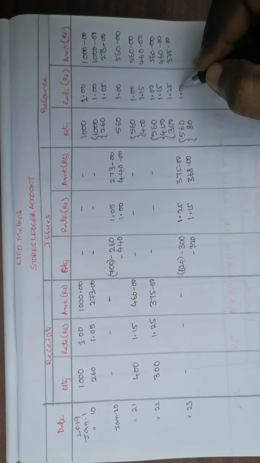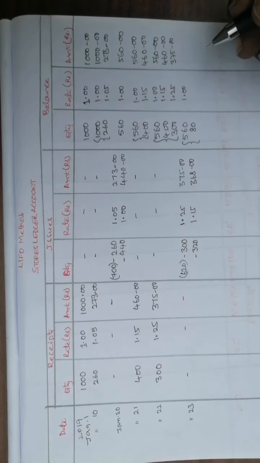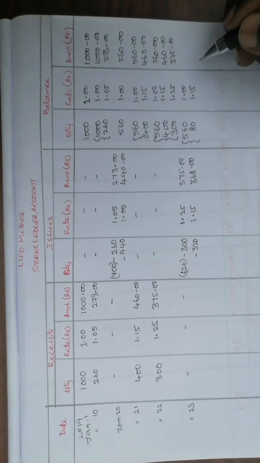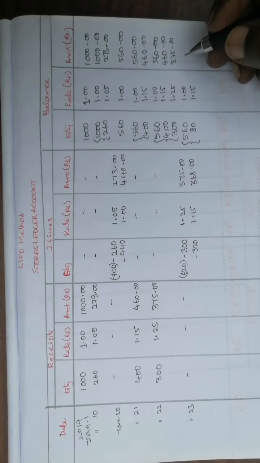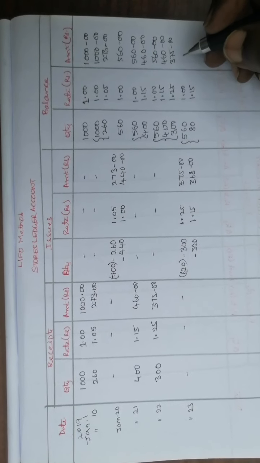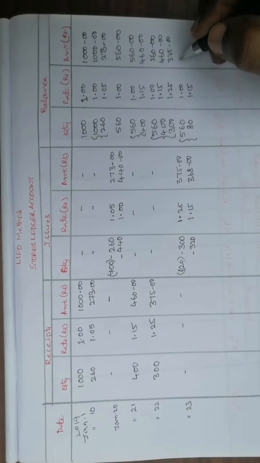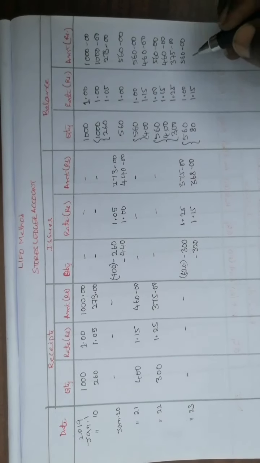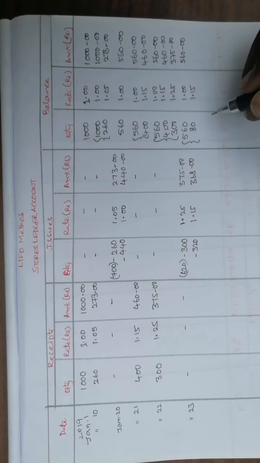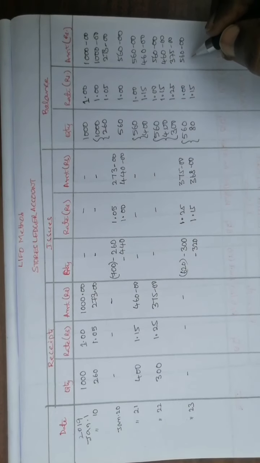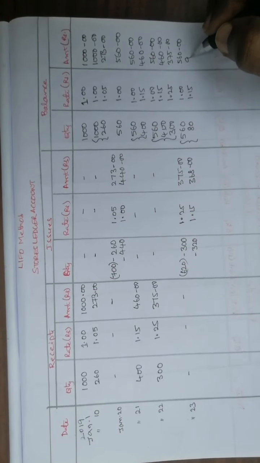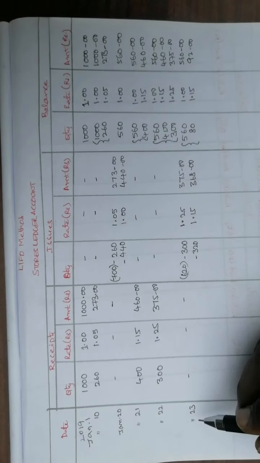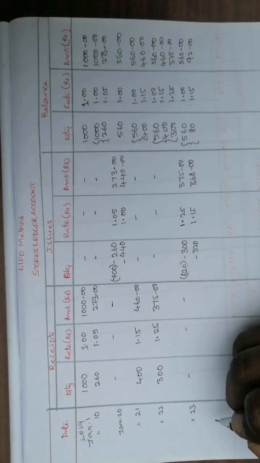This is at the rate of 1 rupee, no change in the per unit value, and this is at the rate of 1 rupee 15 paisa. Here also no change in the per unit value. So it is 560 into 1 rupee as usual, 560, and 80 into 1 rupee 15 paisa is equal to 92 rupees. Balance at the end of January 23rd.